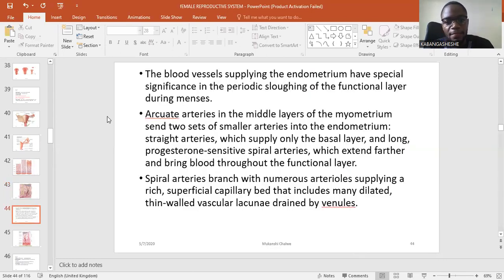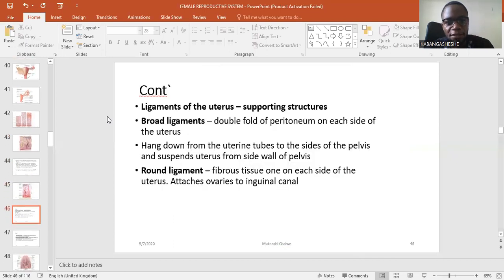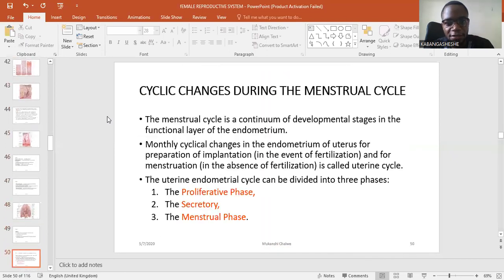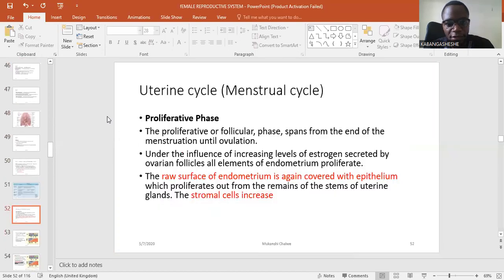Okay. So that is the uterus. The next one we'll look at is the fallopian tubes. So we'll do that in the next session.